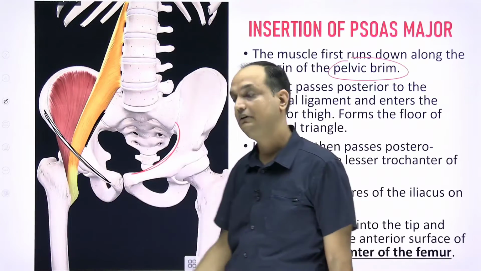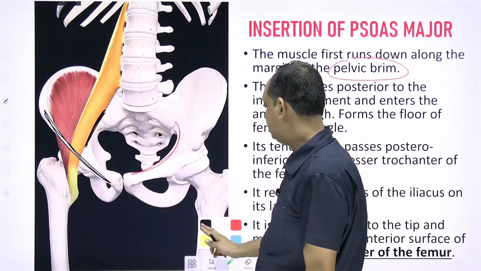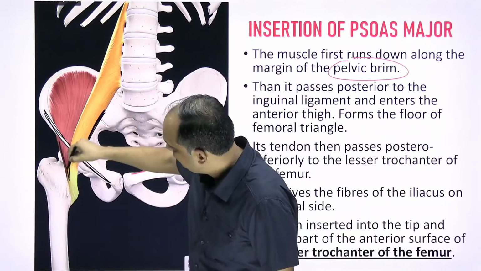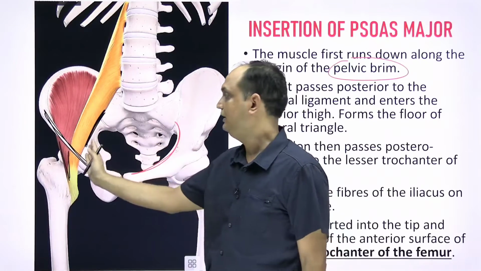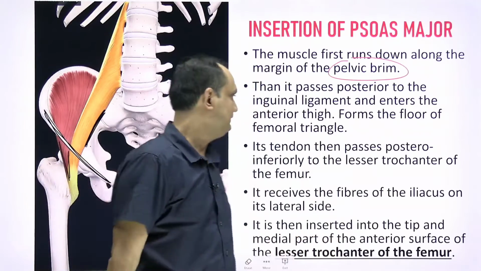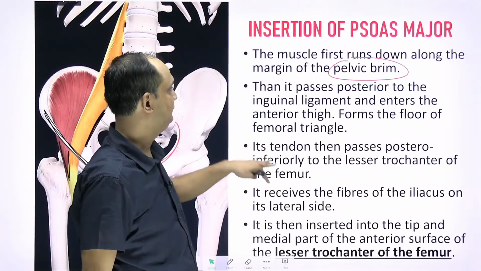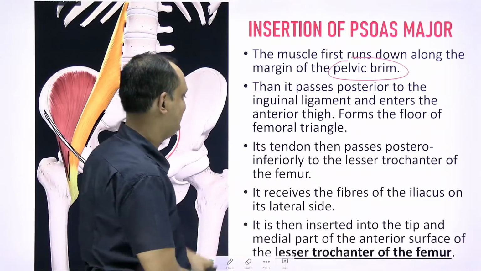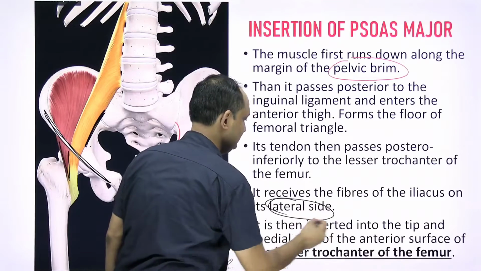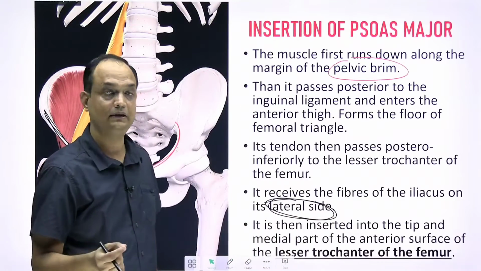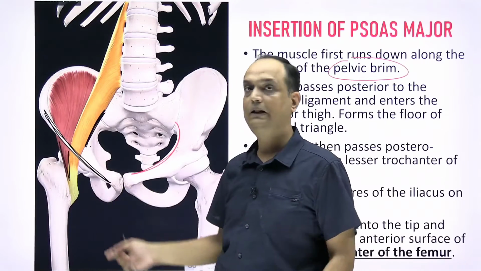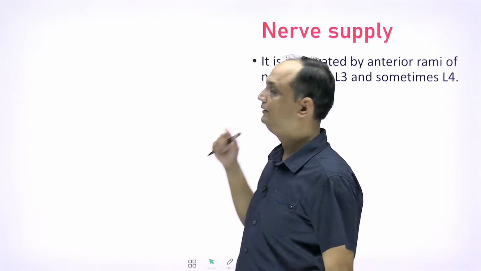But the important thing to understand is that the iliacus muscle is joining the psoas major on its lateral side. So this is the important thing, that it joins the psoas major on its lateral side, and ultimately both will form the common tendon which inserts on the lesser trochanter of the femur. Clear? Now, what is the nerve supply?